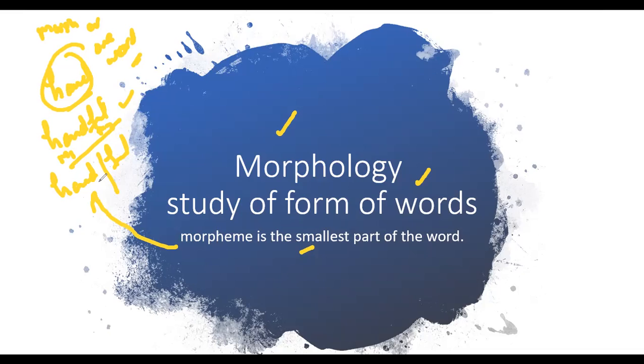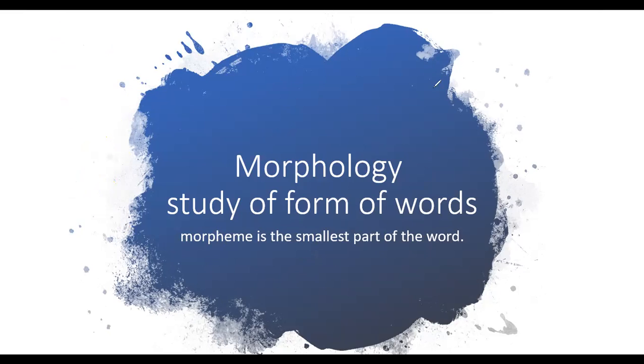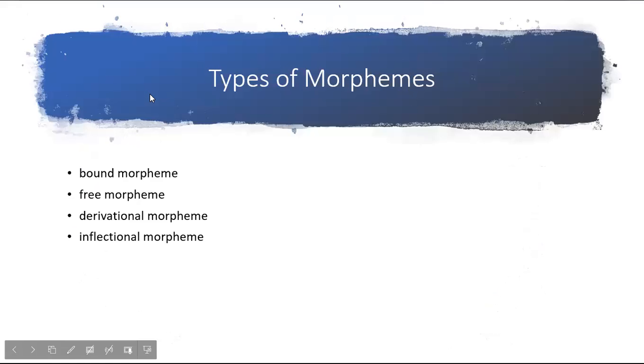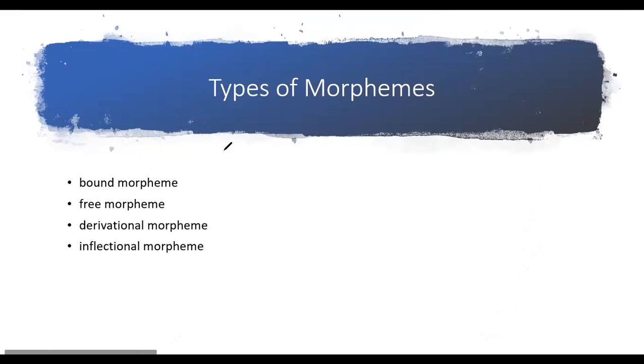Morphemes have different types. Let's talk about them. Let me clear all markings. Let's go ahead. Types of morphemes. We have four types of morphemes on this slide: bound morphemes, free morphemes, derivational morphemes, and inflectional morphemes.